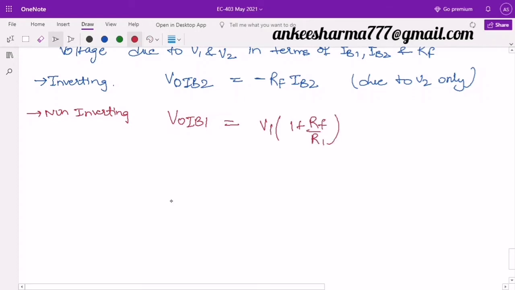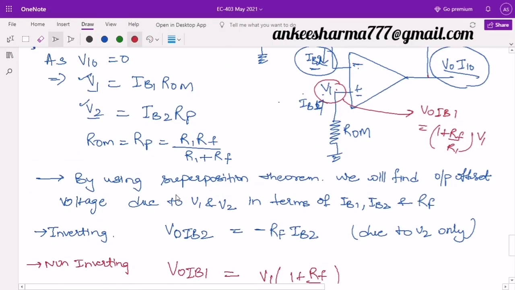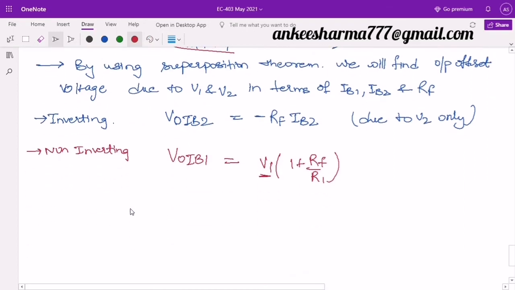V1 into 1 plus RF by R1. So now again we can find here that V1 is already defined. We have already calculated V1. What was V1? V1 was equal to IB1 into R1. And what is ROM? It is R1 RF upon R1 plus RF. So I will substitute this value.